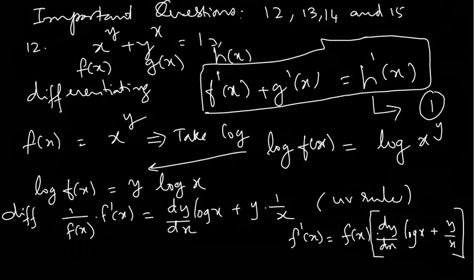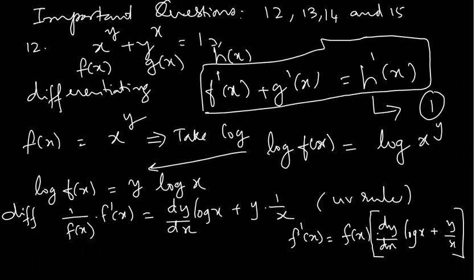12th question. Okay, we are revising this. So we got x to the power of y plus y to the power of x. This question can come, and it has come in 2015 or 16. Okay. So x to the power of y plus y to the power of x equal to 1. So we considered f of x, g of x, h of x, and differentiating, we'll get f dash x plus g dash x equal to h dash x.